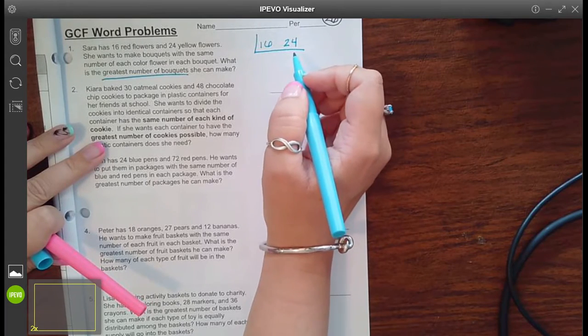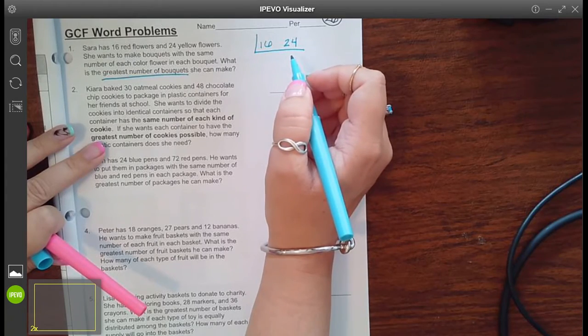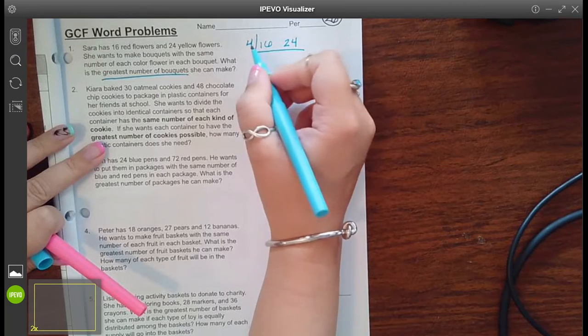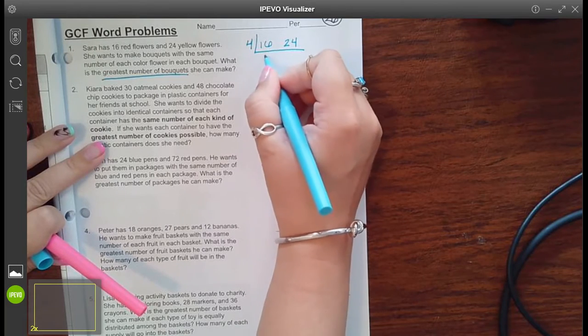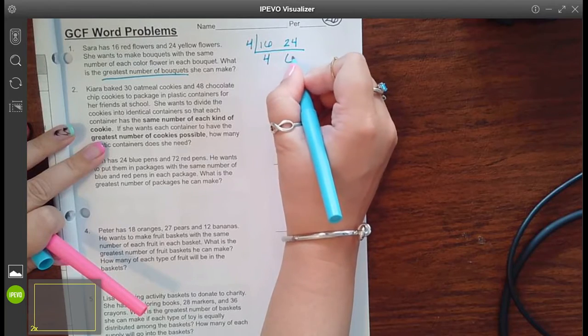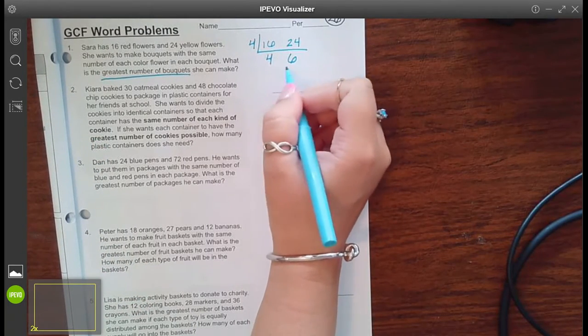Okay, so think of any number that can go into both 16 and 24. Can you think of one? The one that comes to mind for me is 4. So 4 times what is 16? 4. 4 times what is 24? 6. Okay, am I done? Or is there anything else that can go into 4 and 6?